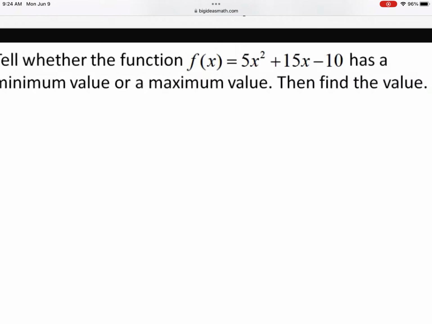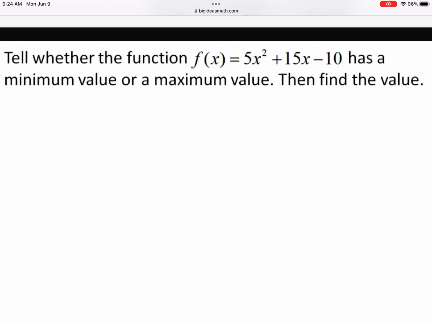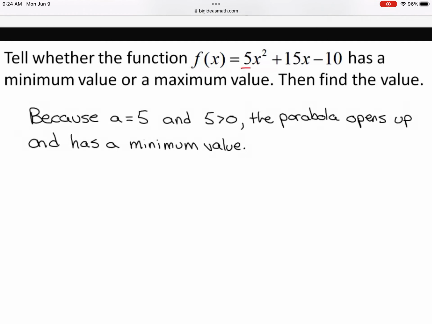Tell whether the function f of x equals 5x squared plus 15x minus 10 has a minimum value or a maximum value. Then find the value. For f of x equals 5x squared plus 15x minus 10, a equals 5. Because a equals 5 and 5 is greater than 0, the parabola opens up and has a minimum value. To find the minimum value, find the y-coordinate of the vertex. First find the x-coordinate of the vertex. Write the equation for the x-coordinate of the vertex, x equals negative b divided by 2a.